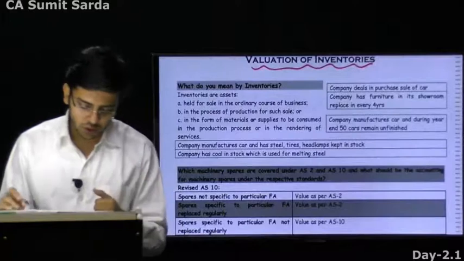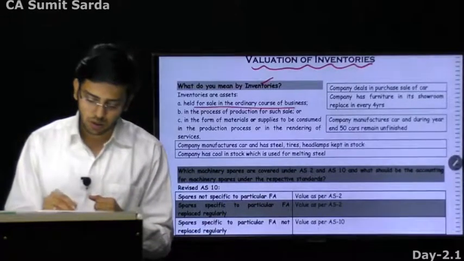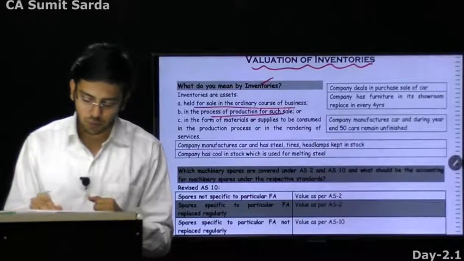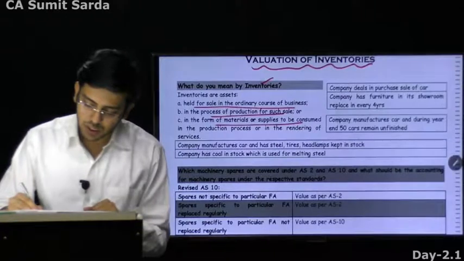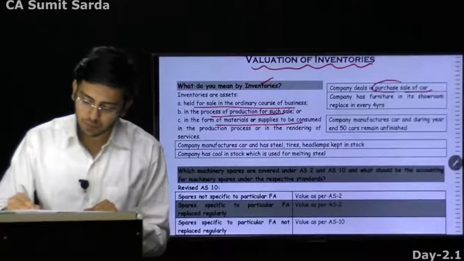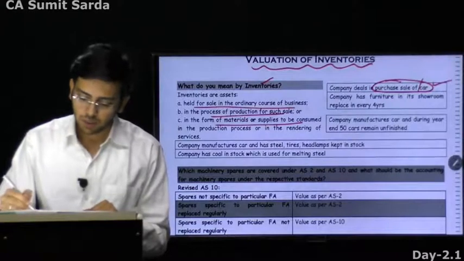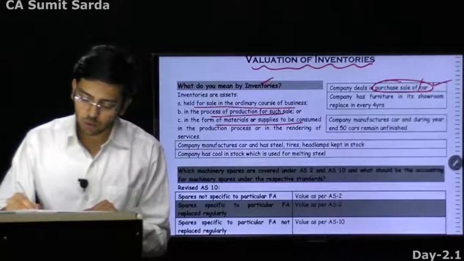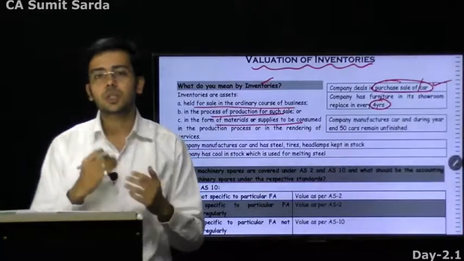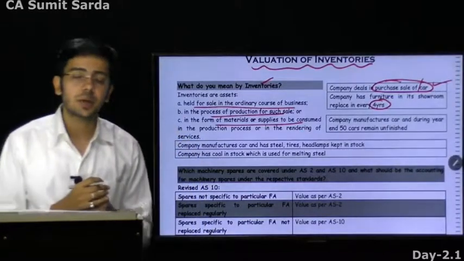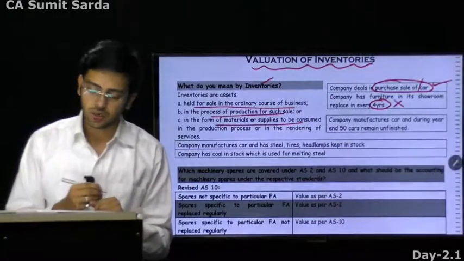So we'll open our book, we'll see what do you mean by inventory. Held for sale in the ordinary course of business, in the process of production, or in the form of material or supplies to be consumed. So the company deals in purchase and sale of cars. If the company deals in purchase and sale of cars, it will be classified as inventory. Company has furniture in the showroom which it replaces every 4 years. Is this ordinarily saleable? This is not ordinarily saleable. This will not be classified as inventory.